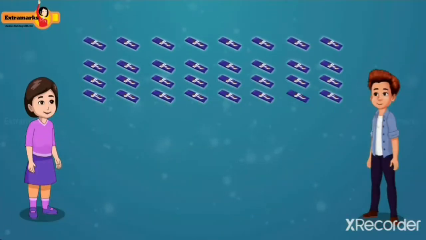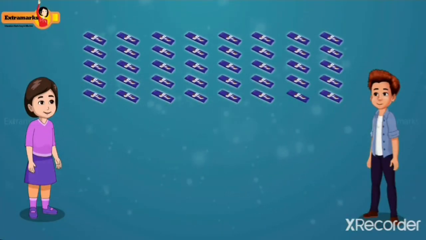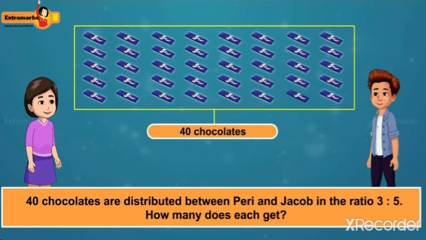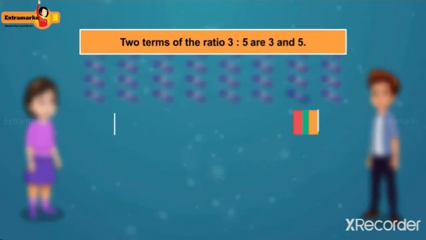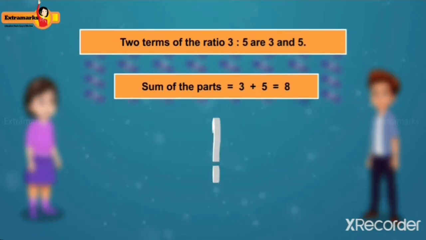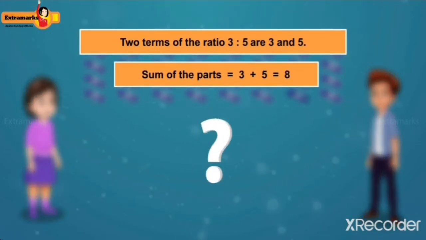Now let's work out a problem on sharing things in a given ratio. 40 chocolates are distributed between Perry and Jacob in the ratio 3:5. Find how many does each get. Two terms of the ratio 3:5 are 3 and 5. These terms represent the two parts. Sum of these parts is 8. Why did we calculate the sum?